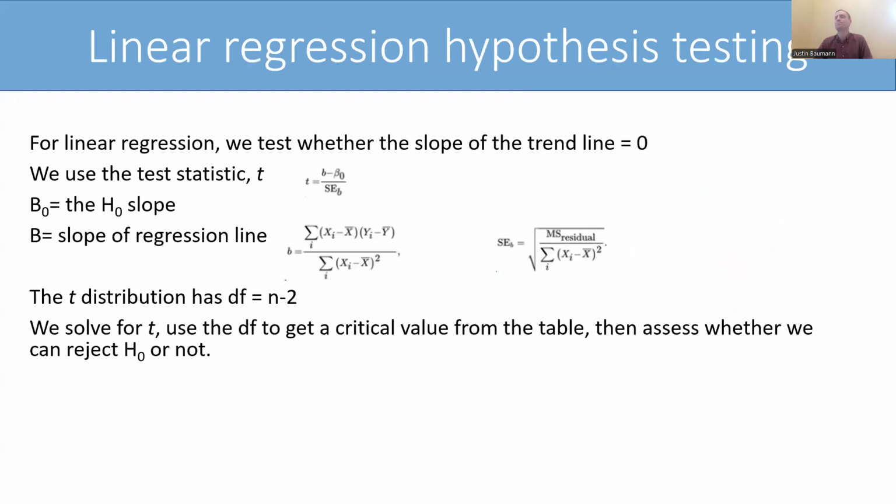All right. Now on to linear regression hypothesis testing. How do you test a hypothesis of linear regression? We test whether the slope of the trend line is equal to 0. So basically the hypothesis here is that there is no relationship. We use the test statistic t, and t is defined as b minus beta naught, divided by the standard error, where beta naught is the slope from H naught, and that's 0.